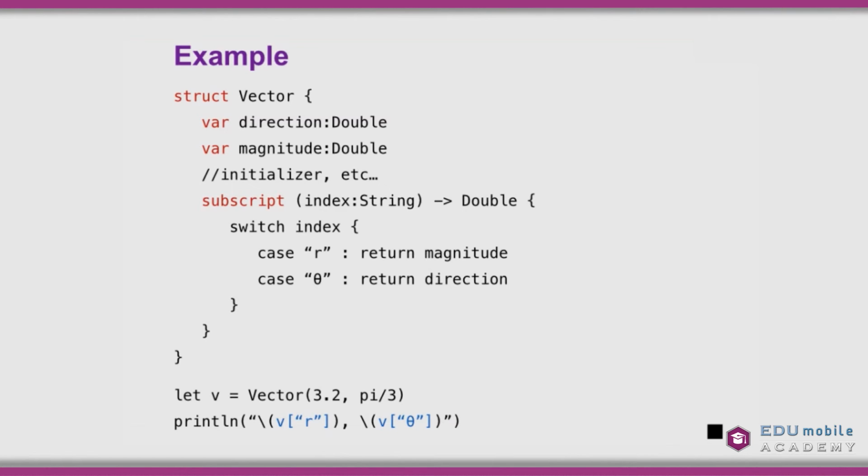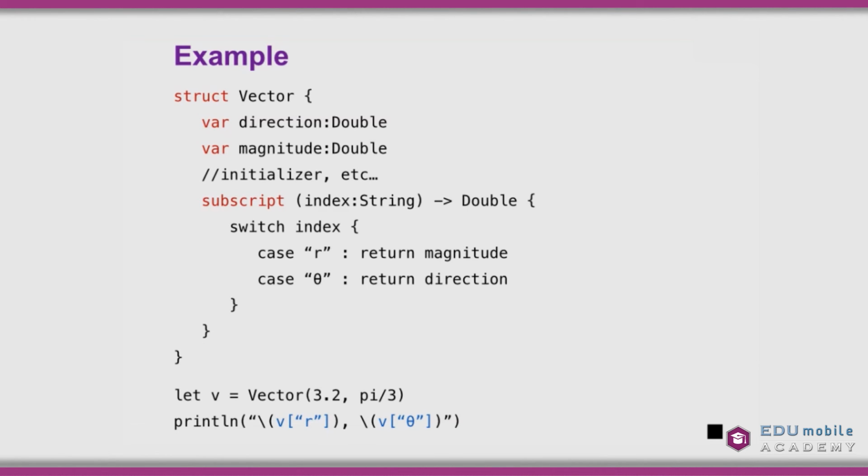I'm going to have an index here as a string. We can have an index as virtually any primitive type. So we have an index here as a string, and returning what? We're going to return a double. We're going to return either the direction or the magnitude. And then I switch on my index. If it's r, I return the magnitude, and if it's theta, I return the direction. R and theta, by the way, are kind of well-known subscripts for a vector.